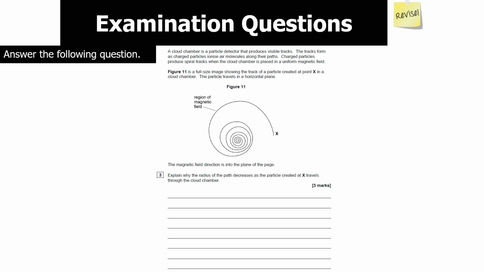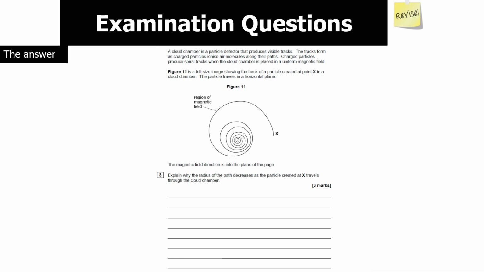The next question says, a cloud chamber is a particle detector that produces visible tracks. The tracks form as charged particles ionize air molecules along their paths. Charged particles produce spiral tracks when the cloud chamber is placed in a uniform magnetic field. Figure 11 is a full-sized image showing the track of a particle created at point X in a cloud chamber. The particle travels in a horizontal plane, and the magnetic field direction is into the plane of the page. Explain why the radius of the path decreases as the particle created at X travels through the cloud chamber. So pause the video now, then unpause the video when you want to go through your answer.